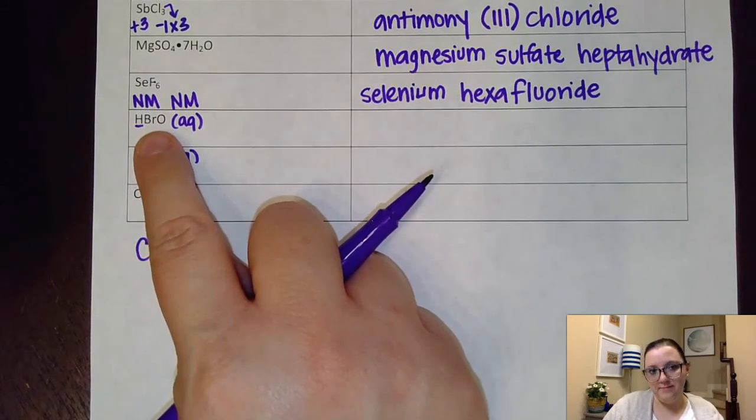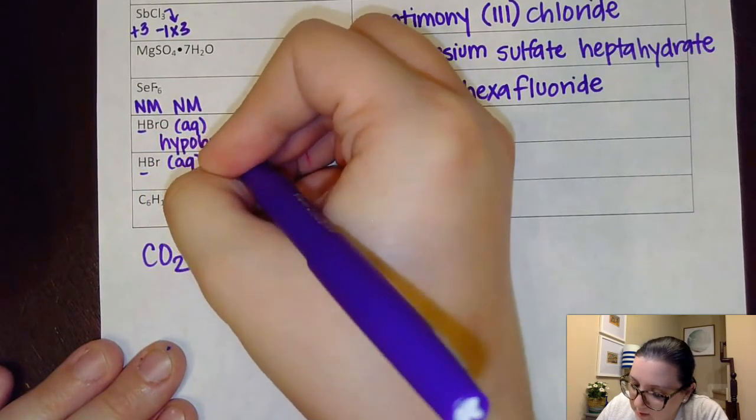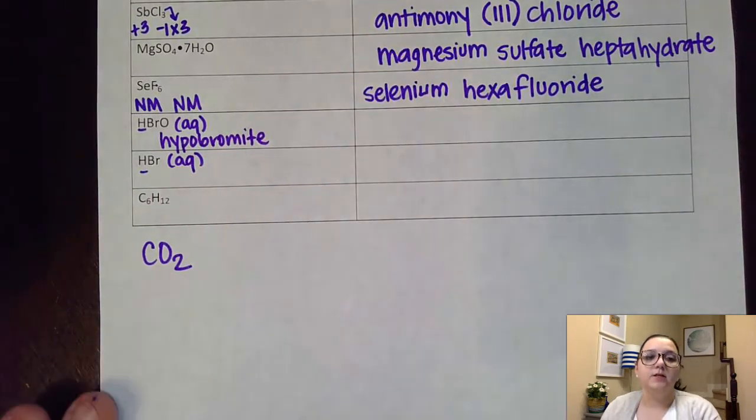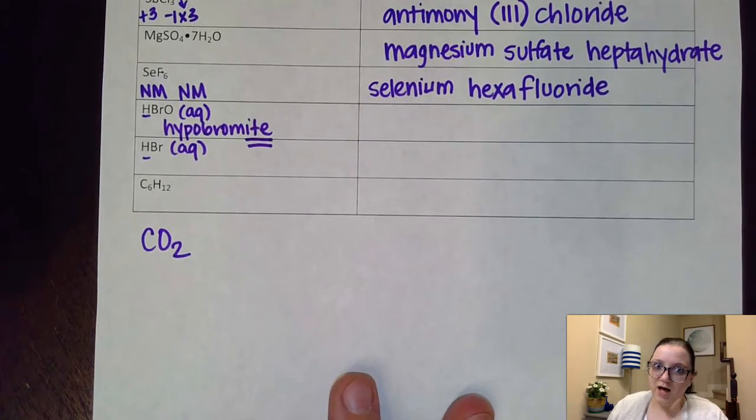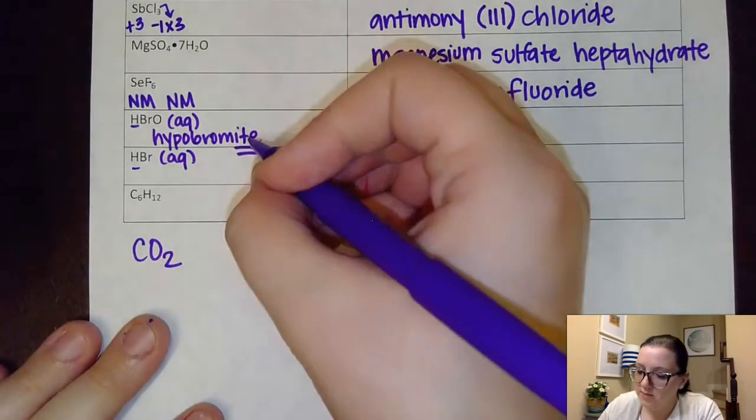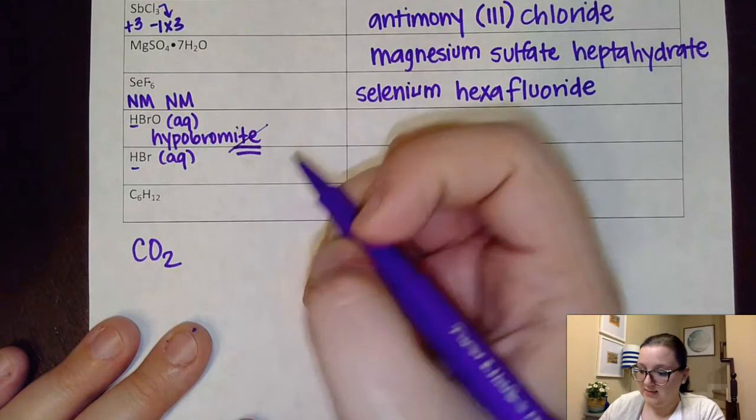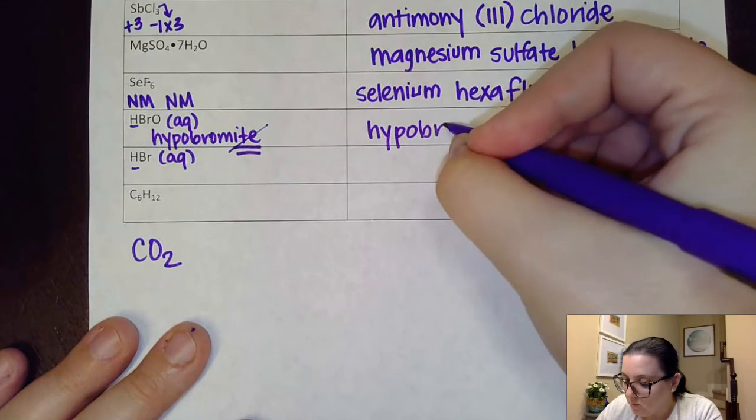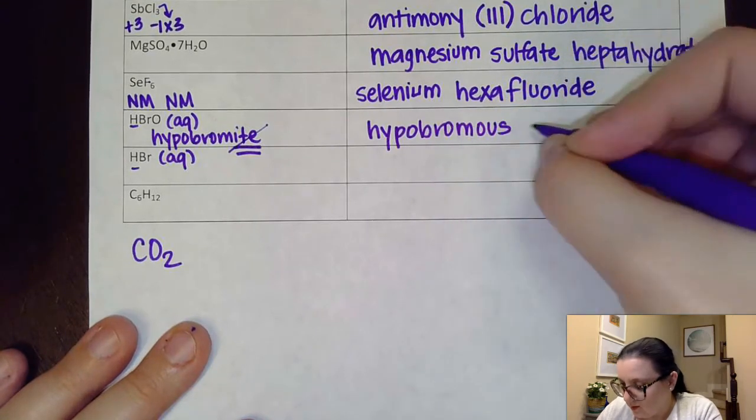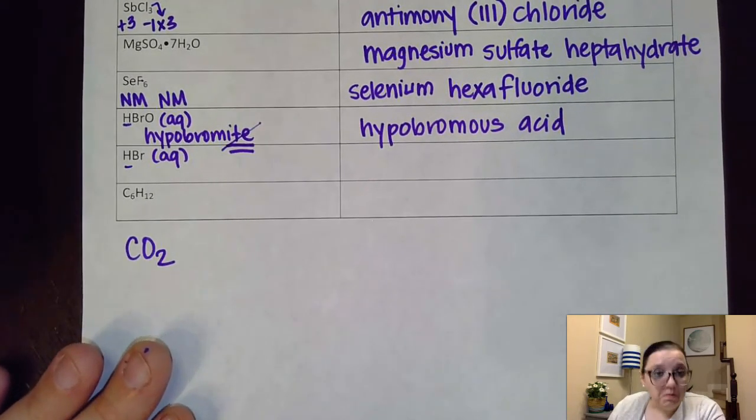Bromate is BrO3. Bromite is BrO2. So BrO is hypobromite. Polyion, right? Okay. So I need to change this "ite" ending. Well, ic is ate. Ite is us. So that means I want to take off that "ite" ending and put us. But this hypo stays. That is different than hydro. Hypo stays. So I'm going to have hypobromous acid.